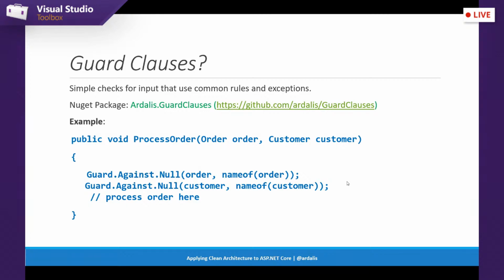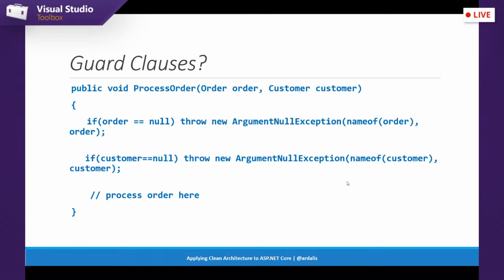If you look inside the code for guard against null, it just does this, right? But it does it in a consistent way, so it's the same every time. And later on, if you want to change how you do it, you just change it in one place and not have to go change every one of these.